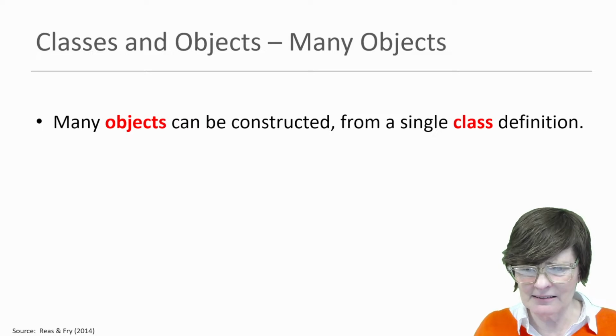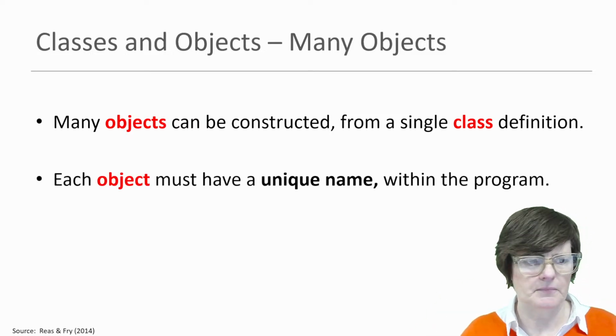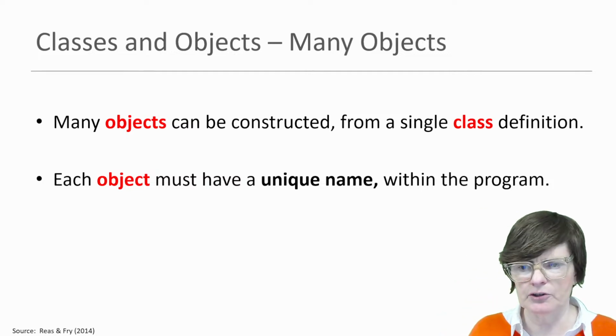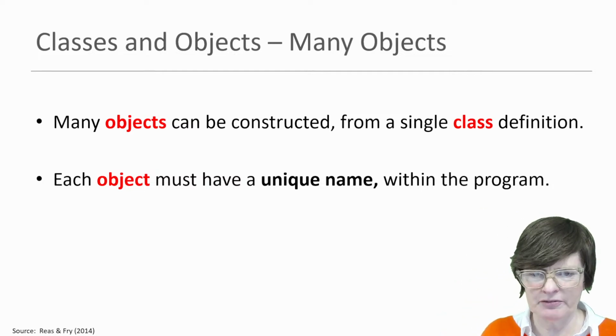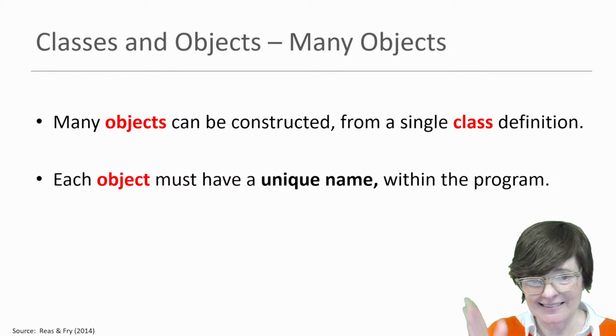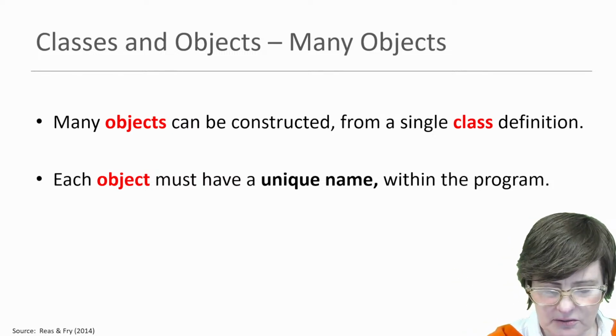Okay. And the main thing is, it's one class, many objects. Each object must have a unique name within the program. We need to be able to access it. If you don't have a name for it, you can't access it unless it's in a collection, and it's no use to you then. You can't do that.